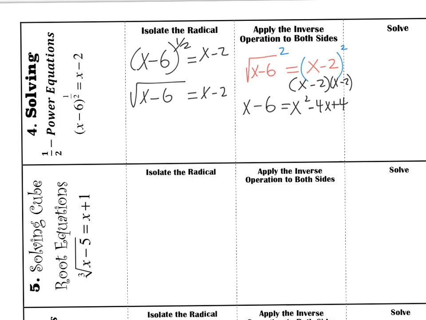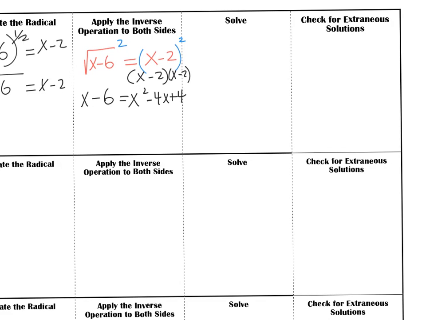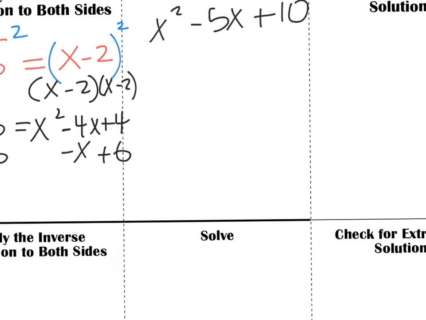Now to solve, I need to move everything to one side of the equation. So I need to move the x over and I need to add the x. So x to the power 2 minus 5x plus 10. Now let's go ahead and try to factor this one.